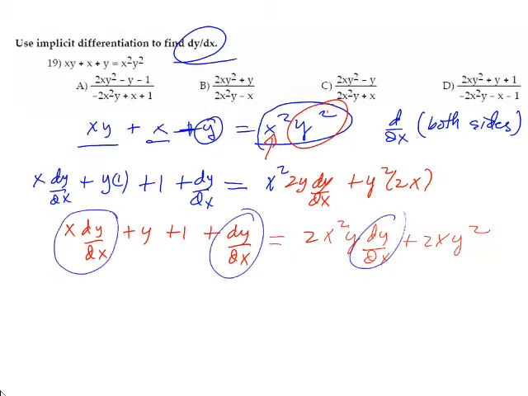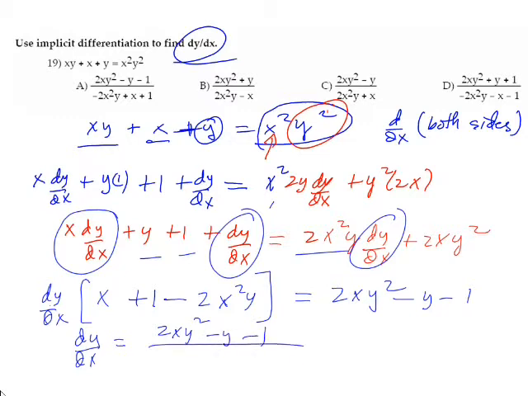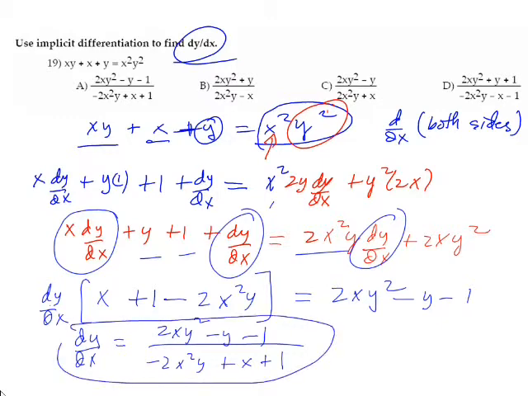Now we need to collect all the terms with dy dx and put them on one side of the equation, and we get dy dx times x plus 1 minus 2x squared y, equals 2xy squared minus y minus 1, which comes from here. And so we finally solve for dy dx, which is equal to 2x y squared minus y minus 1 divided by minus 2x squared y plus x plus 1. And that is answer A.